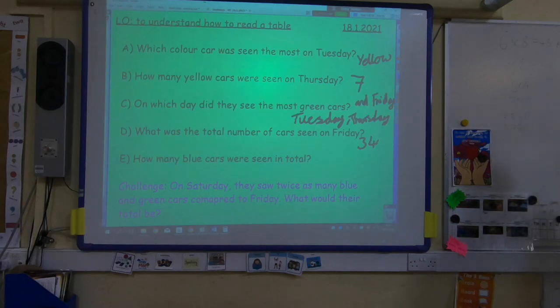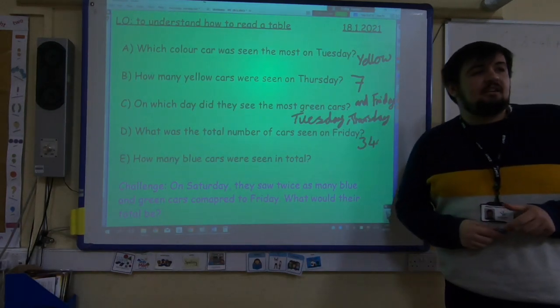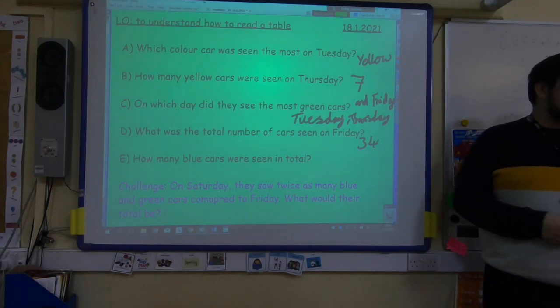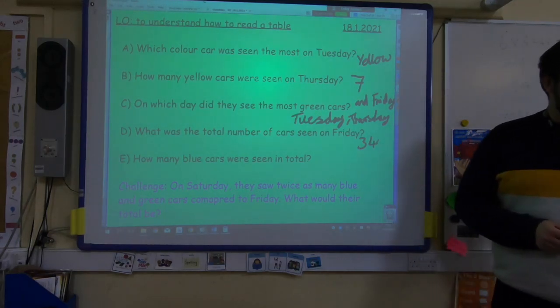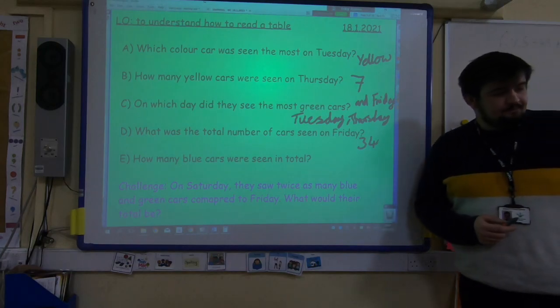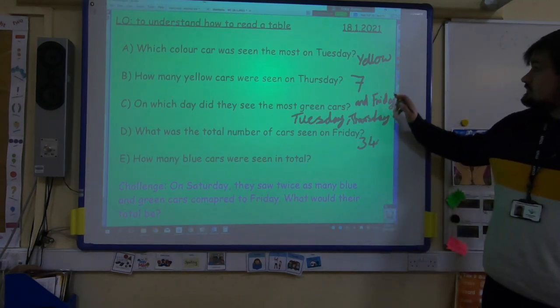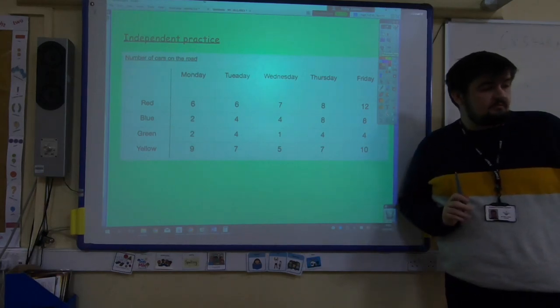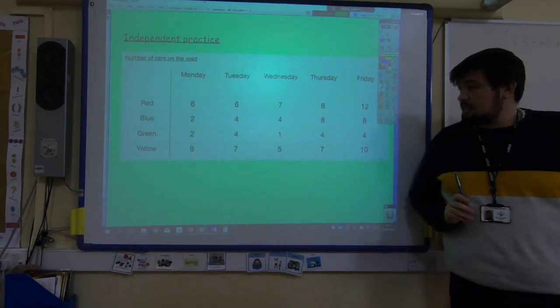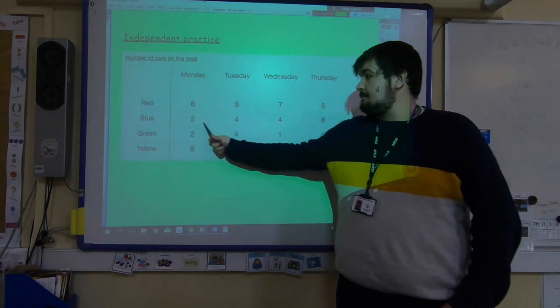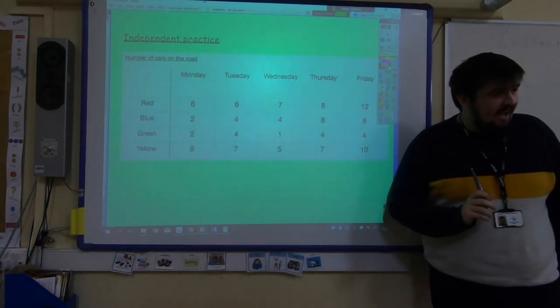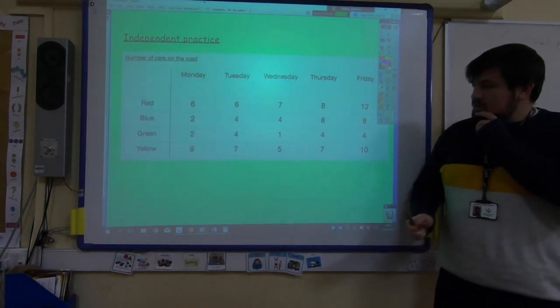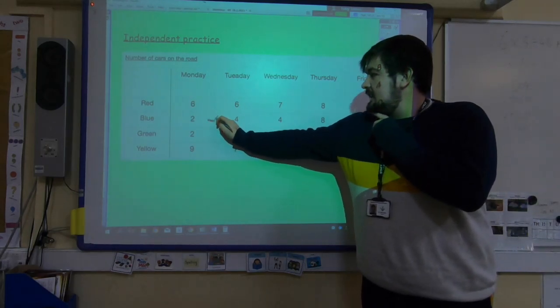How many blue cars were seen in total? What have I got to do this time for this question? Well, you've got to go back into your grid and go to the blue cars. And you've got to add all of them up. Got to add all those numbers together, haven't I? Yes. Good. So what's 2 add 4?